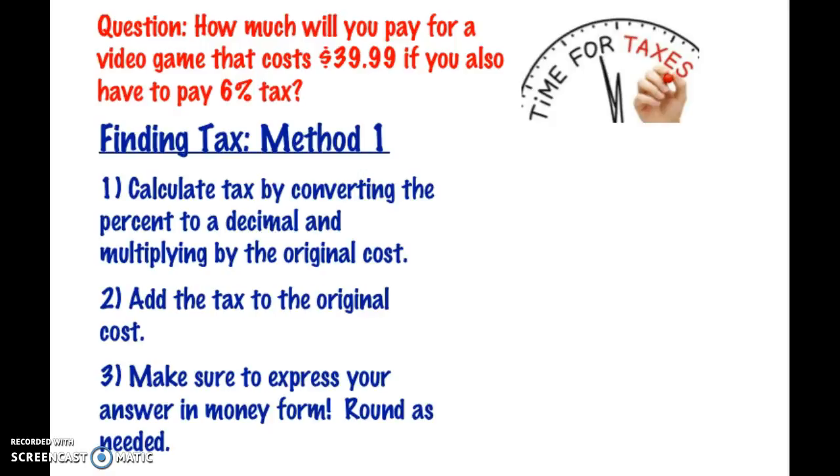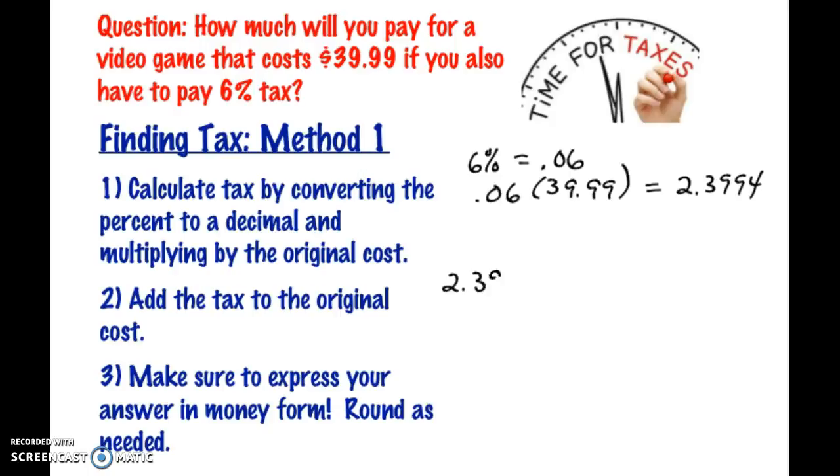So the first option that you could do is calculate your tax by converting the percent to a decimal. So 6% equals 0.06, and then multiply by the original cost. So in this case, we're going to do 0.06 times 39.99. Okay, and that gives us 2.3994.